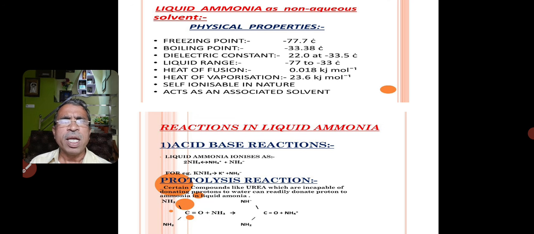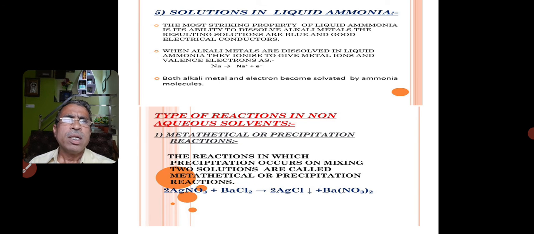In case of the reaction in liquid ammonia, we know the acid-base reactions. So the acid reacts with the base to form salt and water. Here also in liquid ammonia, how this ionization takes place, and also protolysis reactions. Here we have given solutions in liquid ammonia. Many compounds dissolve in liquid ammonia and form solutions. And in the next below I have given the types of reactions in non-aqueous solvents.